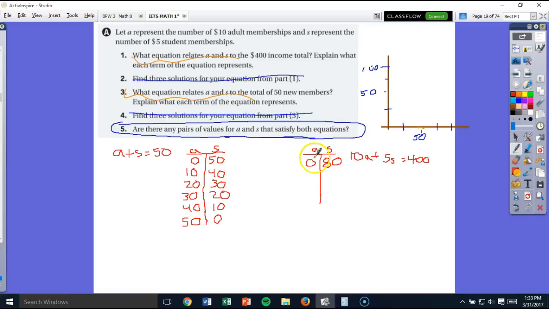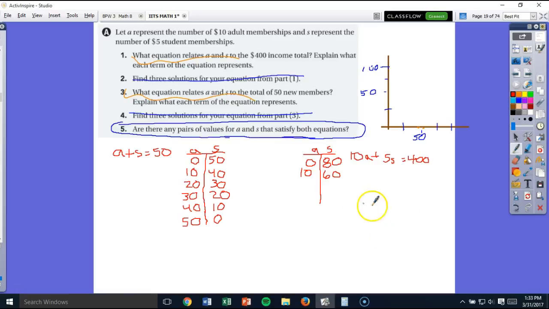So I would encourage you to go through this in increments of 10 on the adult side, just like we did here. I'll do one more for you so you get a better idea. If we have 10 adults times $10, that's $100. We subtract that on both sides, and that gives us 5S equals 300. We divide by 5, and that now makes it 60 students. Again, those don't match up.